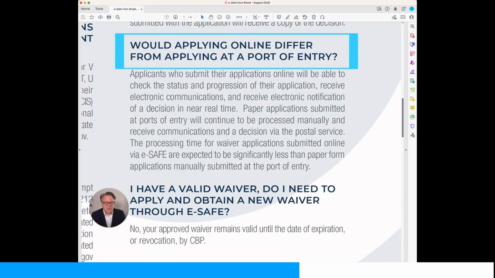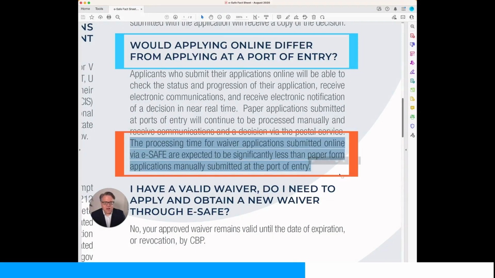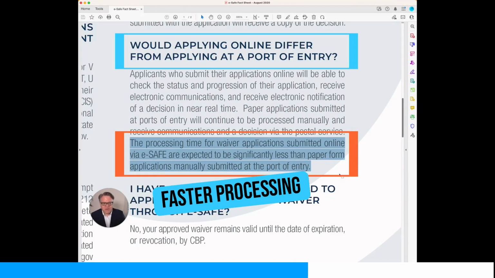Would applying online differ from applying at a port of entry? And here is the relevant part of the answer. The processing time for waiver applications submitted online via eSAFE are expected to be significantly less than paper form applications manually submitted at the port of entry. Now, here's what's confusing to clients. Despite the CBP's clear recommendation to use eSAFE, why is there a debate over submitting your application using eSAFE versus manually in person? The reason has to do with access to eSAFE.